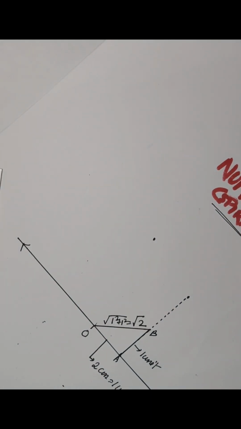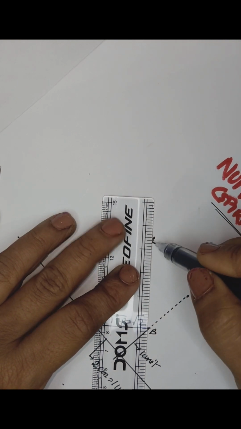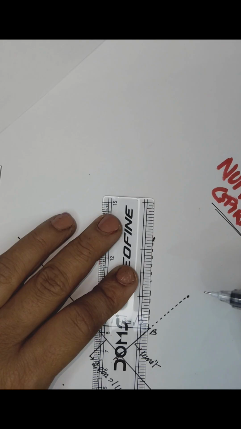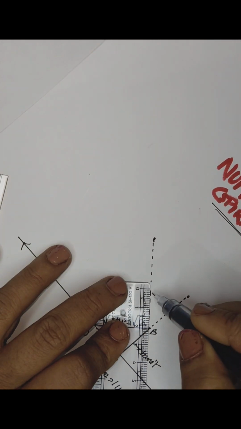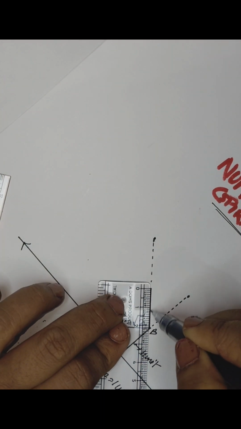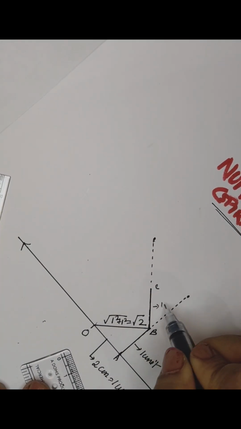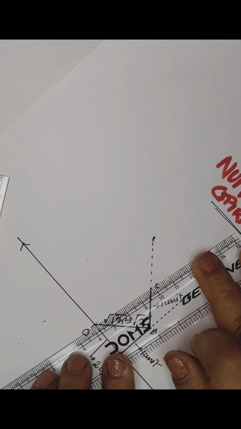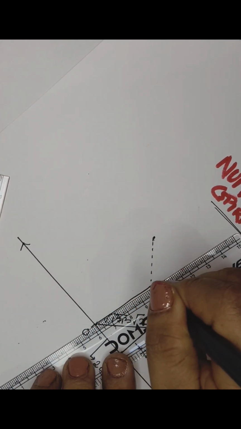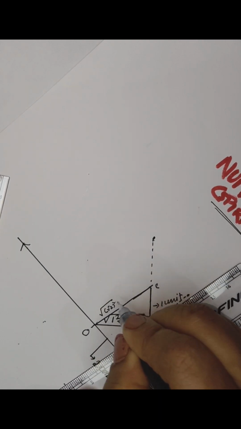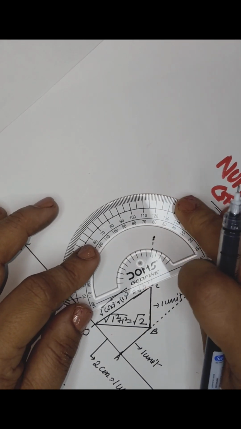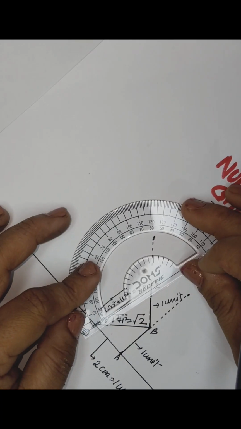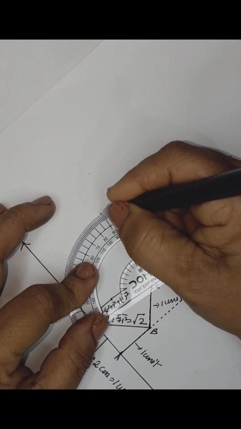Taking OB as base and point B as one of the end points, let us draw another perpendicular using protractor or compass. Again, measure 2 centimeter, that is 1 unit, on this perpendicular and mark the end point as C, where BC will be 1 unit. Then let us join OC, where OC will be the new hypotenuse. OC square is root 2 square plus 1 square. So, the value of OC is root over root 2 square plus 1 square, which means root 3.